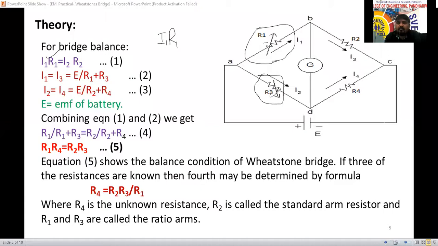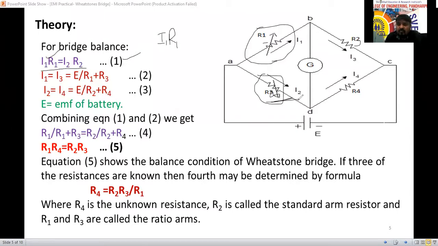So I1 R1 equals the voltage drop across this one, R2 we can consider here. This one you consider as R2 and this is R3. So the voltage drop across this R2 equals I2 R2. If both potential differences are equal, then the current flowing through the galvanometer will be 0, so it will be in balanced condition. Now I consider I1 R1 equal to I2 R2. That is equation number 1. Similarly, already I told that I1 equal to I3.